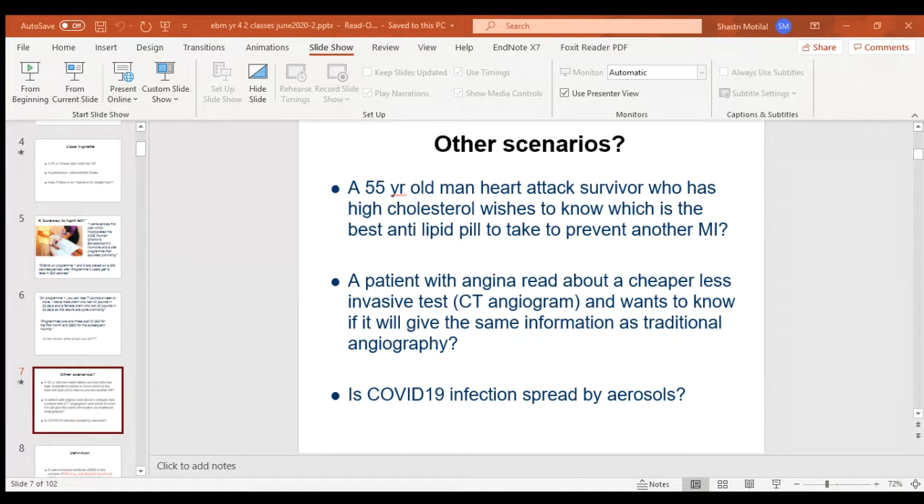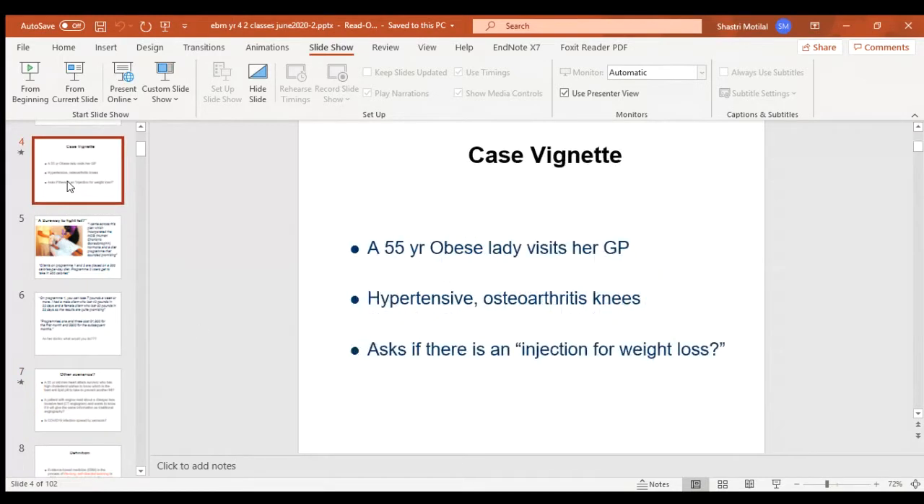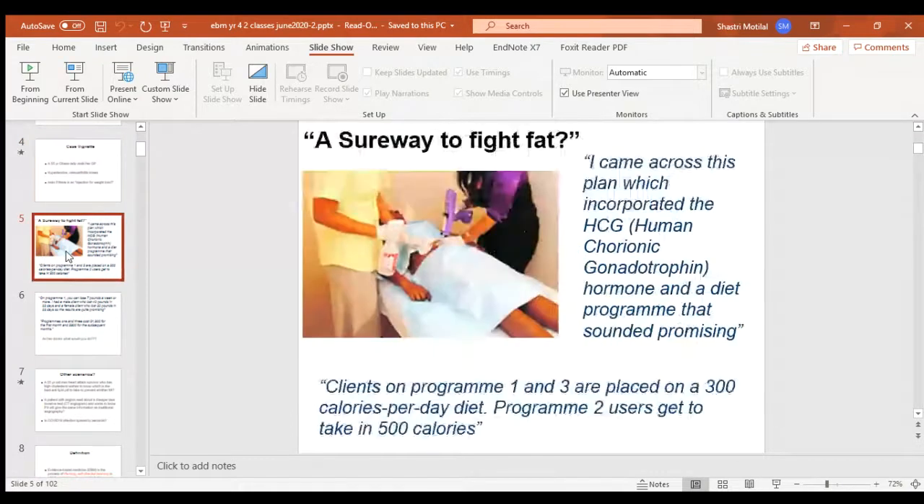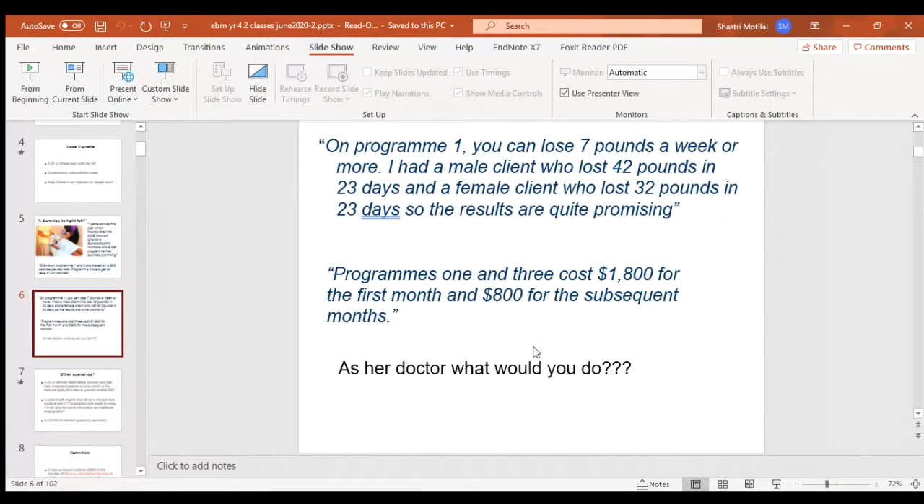So essentially, I mentioned the case vignette, as you heard me speak about it: this lady coming and asking for an injection which could make people lose weight, HCG injections for weight loss. My question when I paused was, as a doctor, what would you do for this lady? Type in the chat and let me see what you would do. She said, "Doc, I want these injections for weight loss." What are your thoughts? What are you thinking?